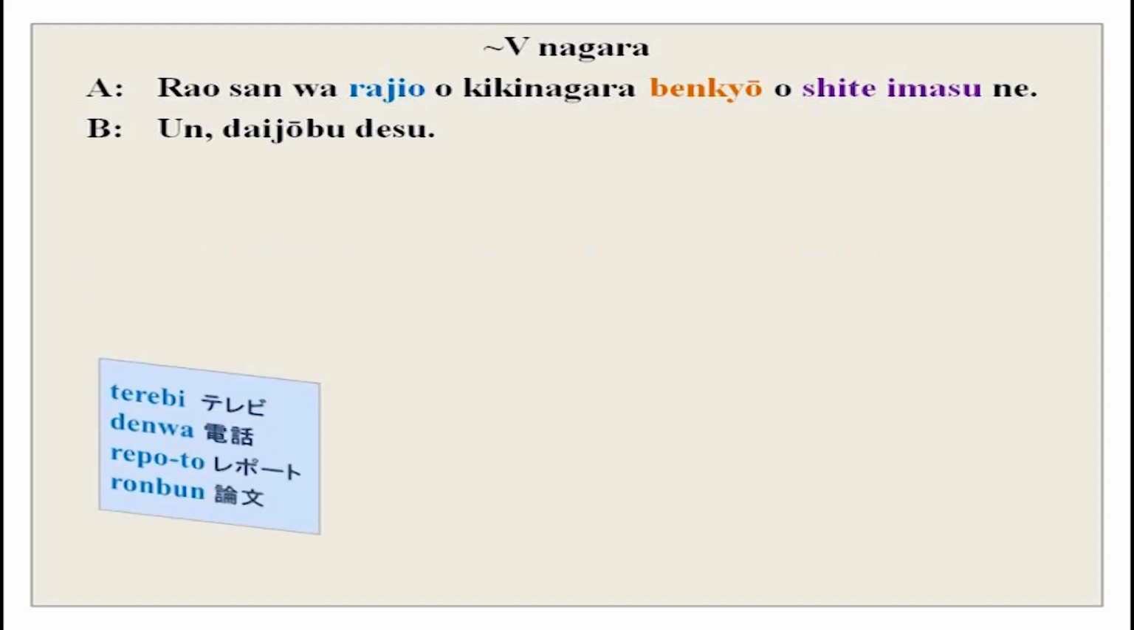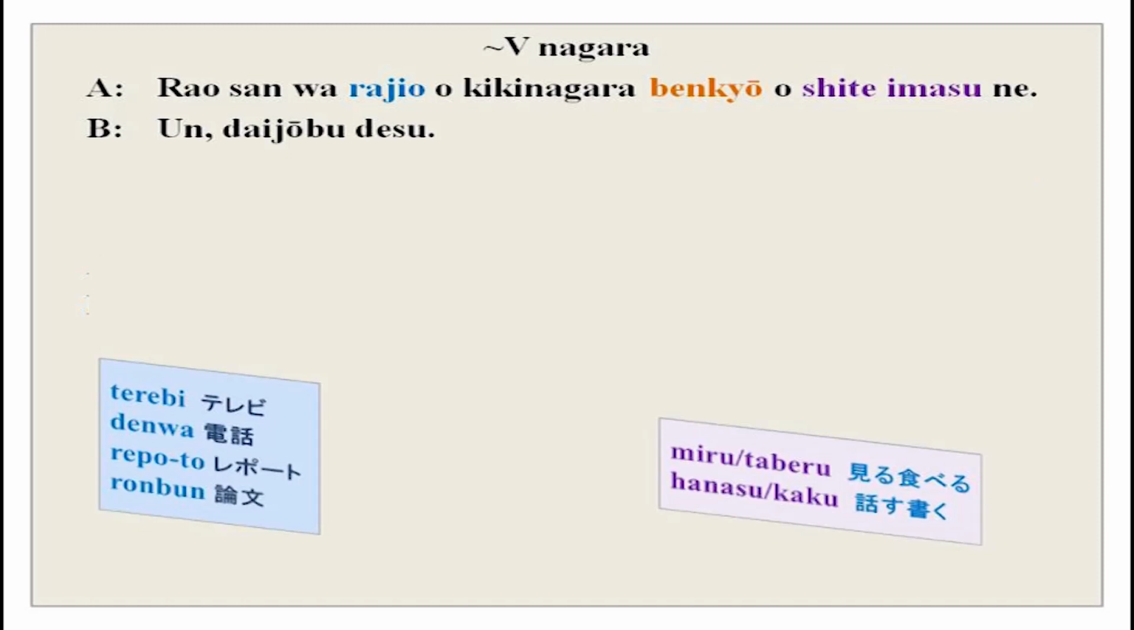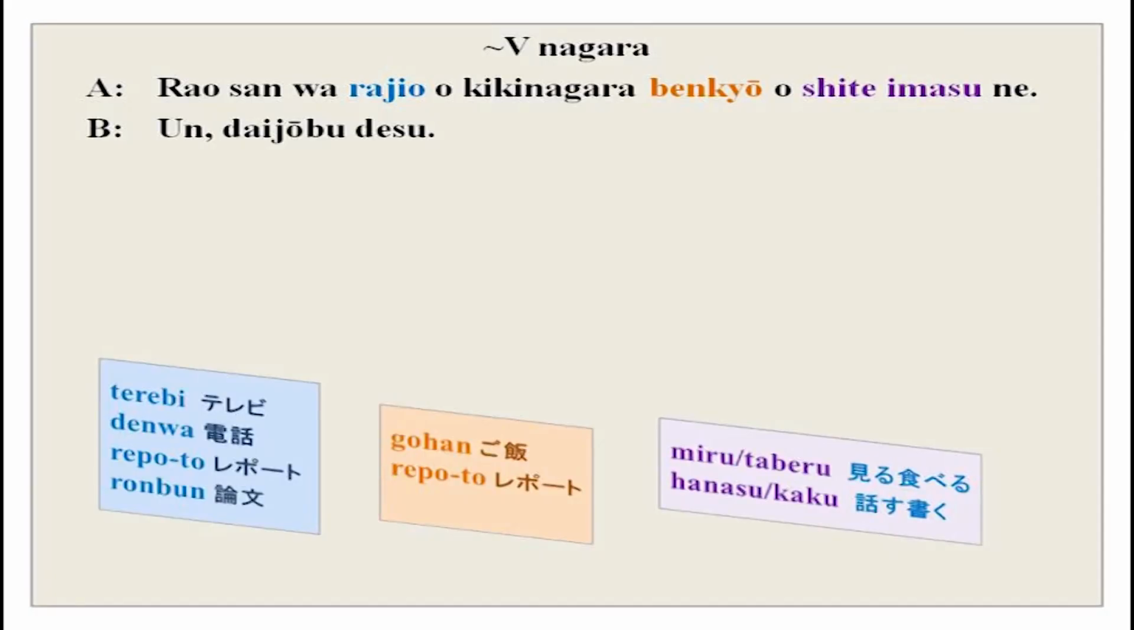You can practice this. For example, Rao-san, terebi o minagara report o kakimasu ne, or kakimasu, a statement, and Rao-san could say, daijoubu desu, watashi wa daijoubu desu, I can do both. Or denwa o shinagara report o kakimasu ne, denwa de hanashi nagara report o kakimasu ne, or ongaku o kiki nagara tabemasu ne. So, whenever you do two activities simultaneously, this nagara form can be used very, very easily.